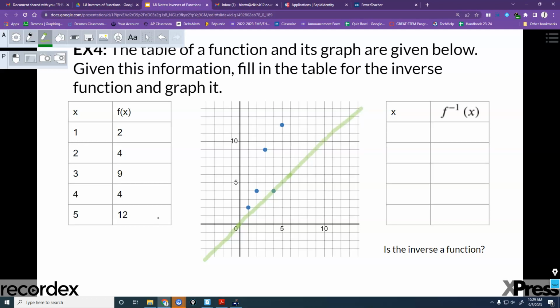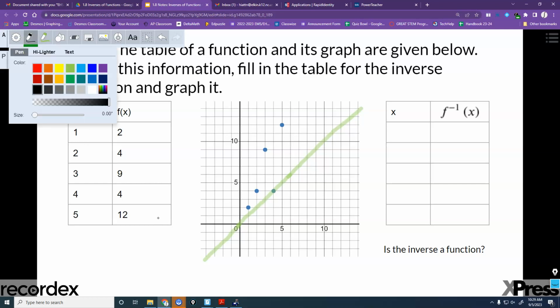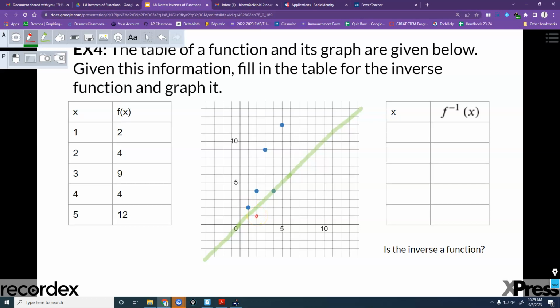Right here. Now, some of these I can do without having to even think about it. This point right here is going to end up right here. I can tell where that's going to be pretty easily. This point right here is going to end up right here. I can see where that one's going to be pretty easily.